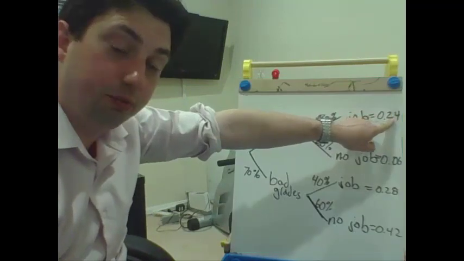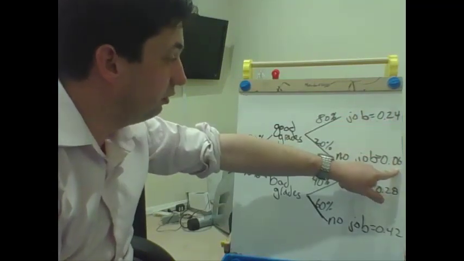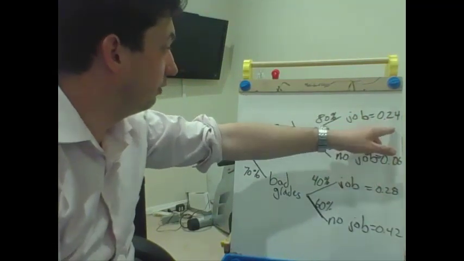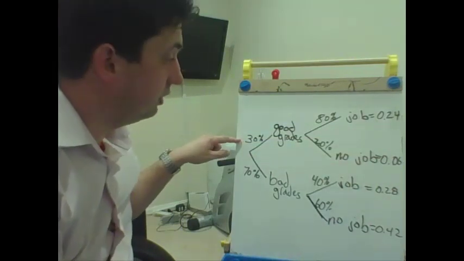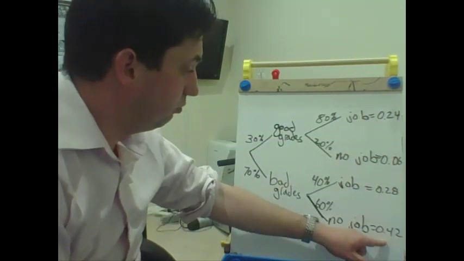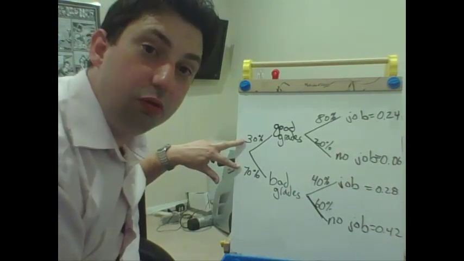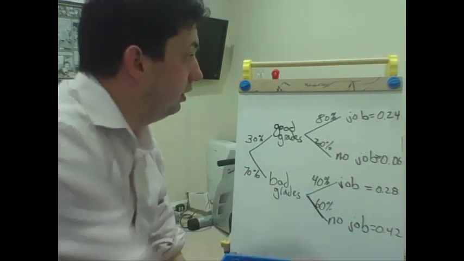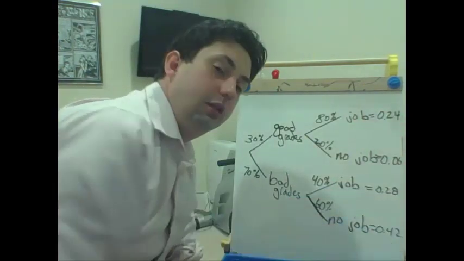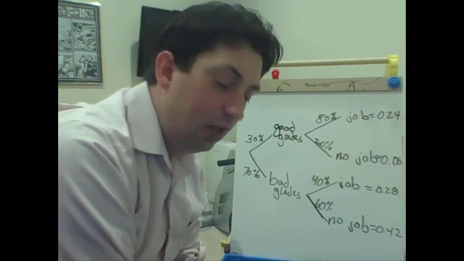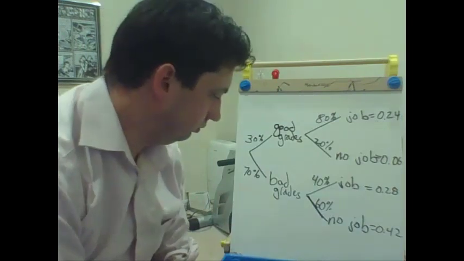So note here it's 0.24, 24%. Here it's 0.06, 6%. And then, of course, you add those two together, you get 30%. 0.28, 0.42, add those two together, you get 70%. And then, of course, there's only two options here, 100%. Add all these up, 100%. So that's the basics of this.